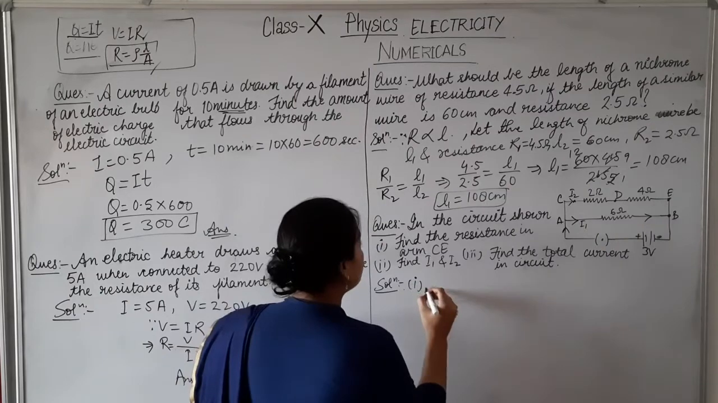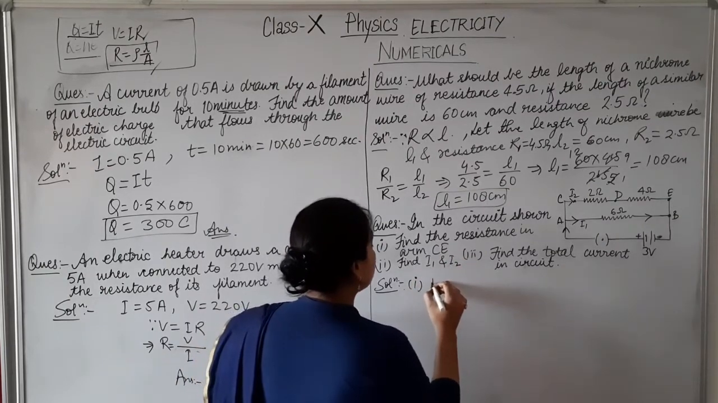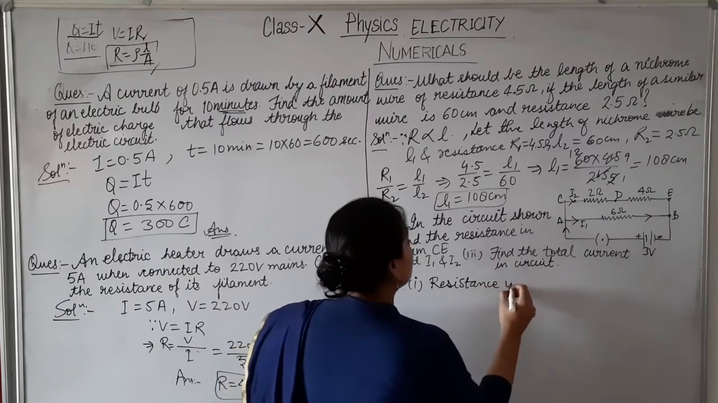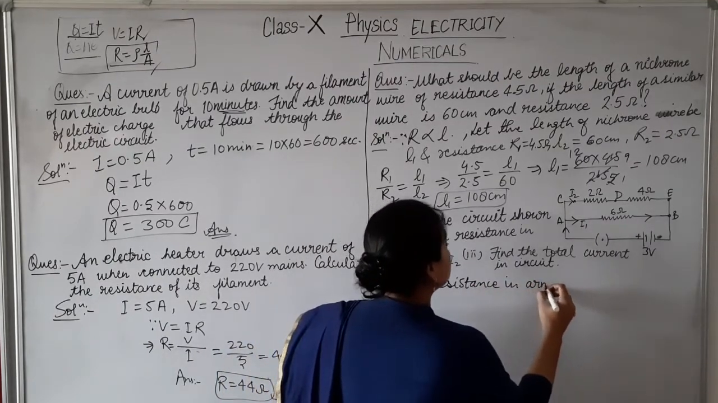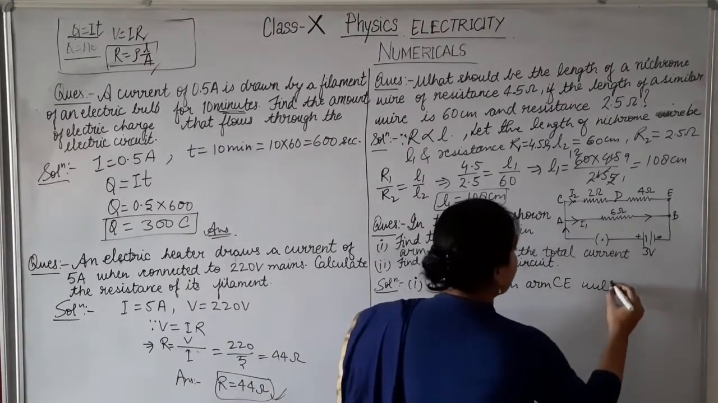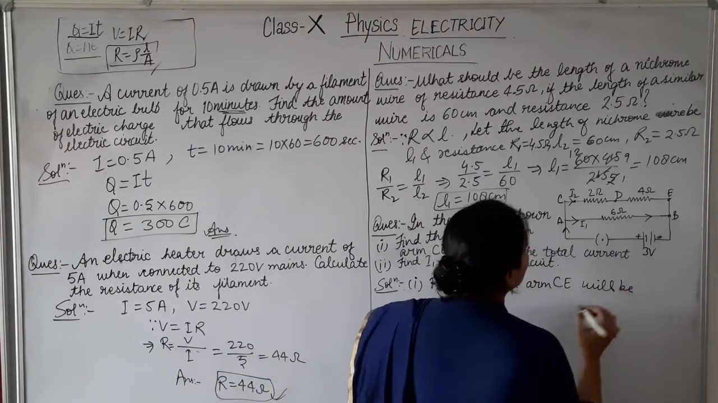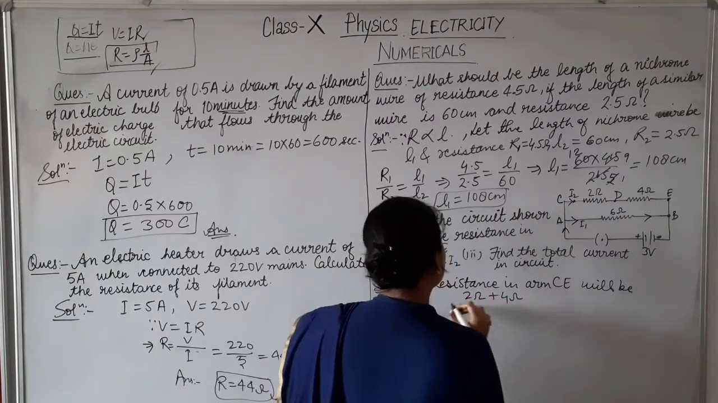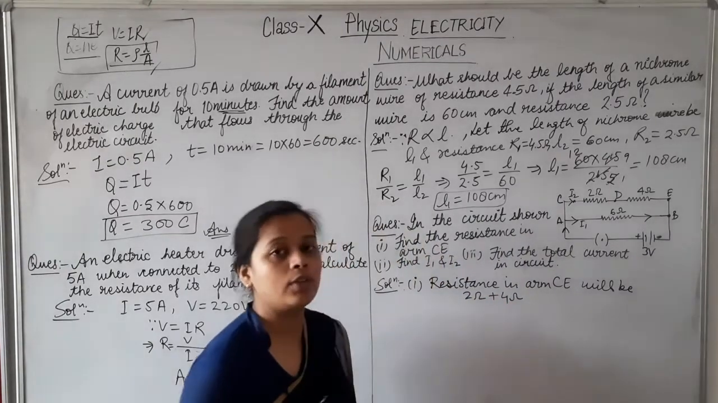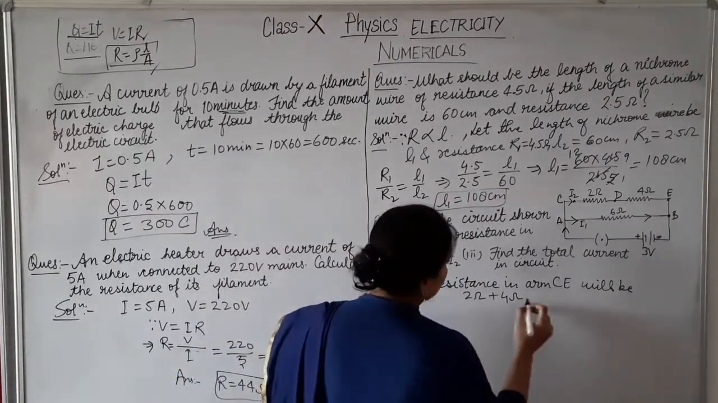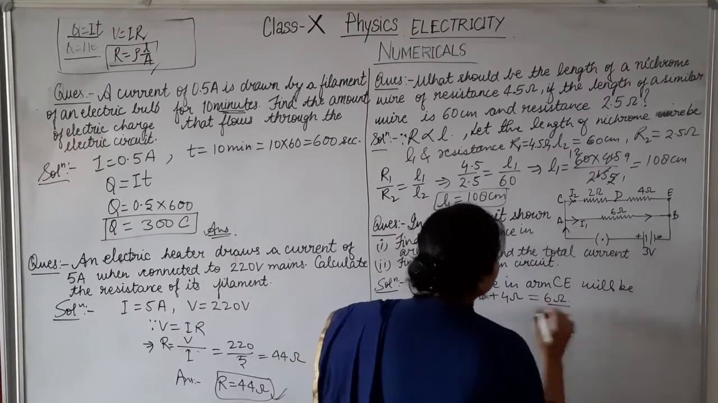So first part, total resistance in arm CE will be simply 2 ohm plus 4 ohm, as they are connected in series. For series we have the relation R1 plus R2. R equivalent is equal to R1 plus R2. So it will be just 6 ohm.